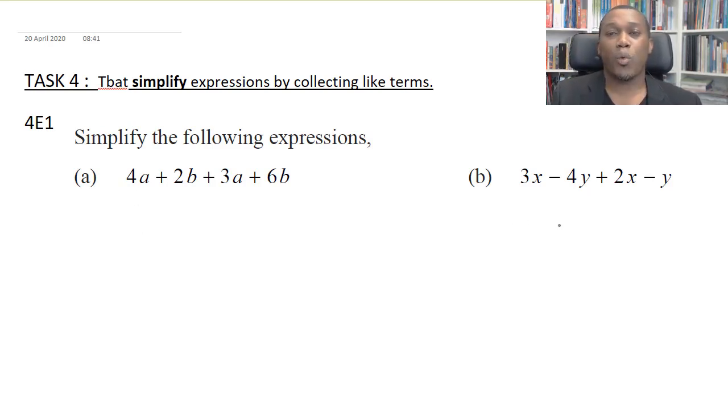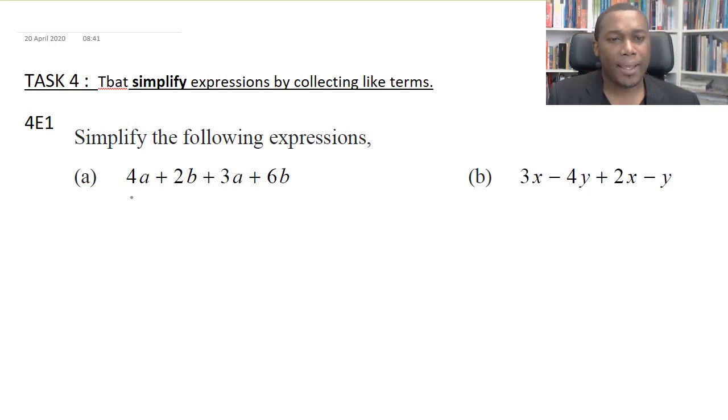Simplifying expressions, 2 questions. As usual, I empower you to have a go. I put 4 E1 because they're examples, but you can actually work through the examples before I do. You can pause and go and then feel, yeah, I know how to do this. That's a feel-good factor you want.